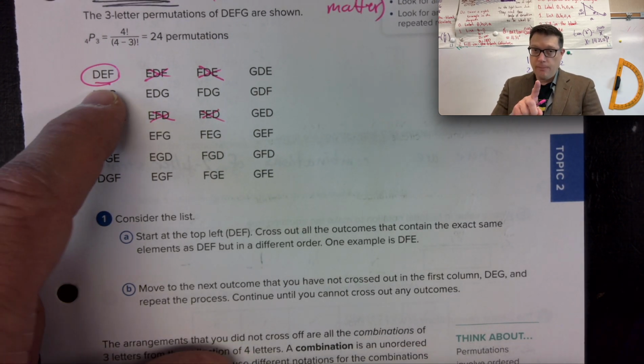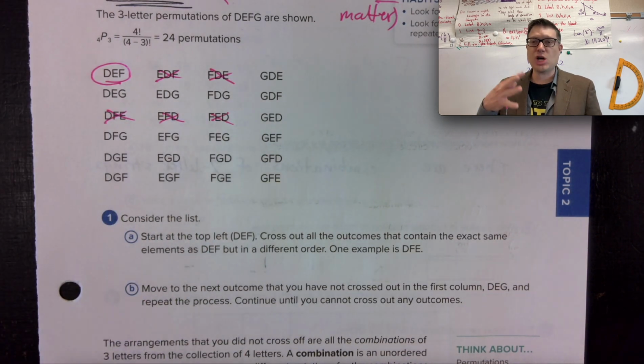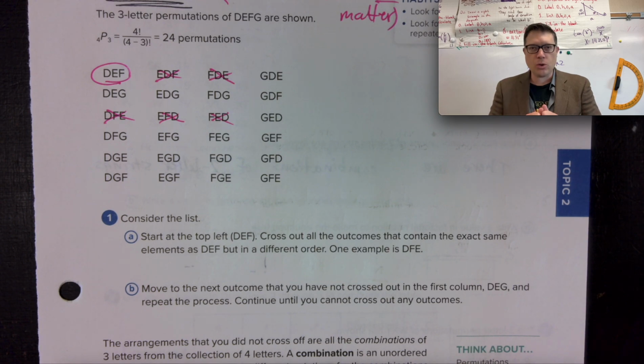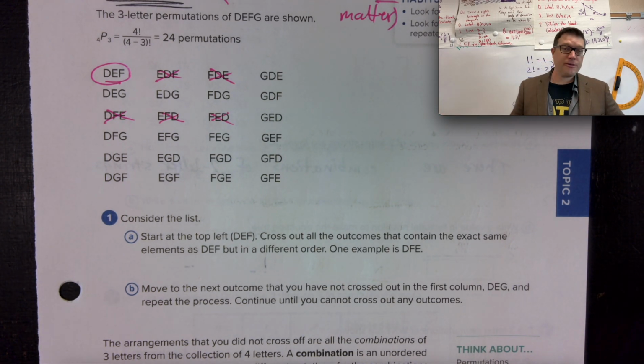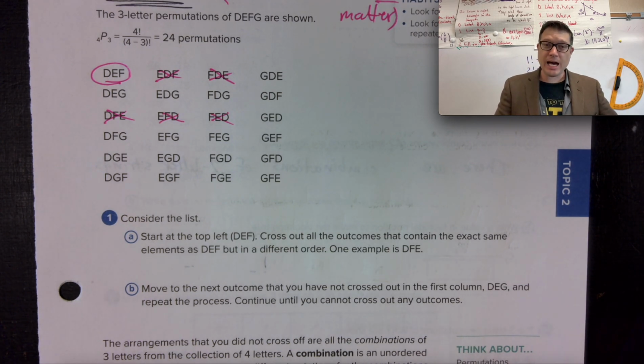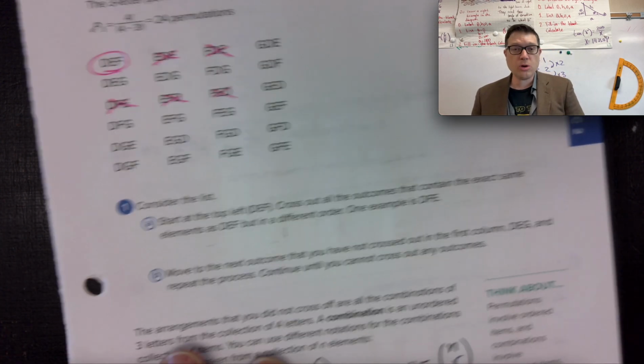We're keeping 1 of them and we're saying all of these other things are the same because it's about the collection, not about the order. So EDF is the same collection of those 3 letters as DEF, and we don't need to double count. So we're going to cross out.